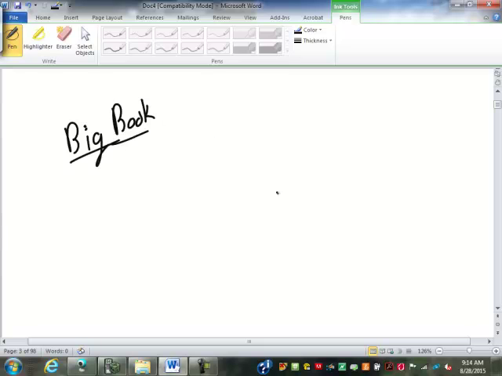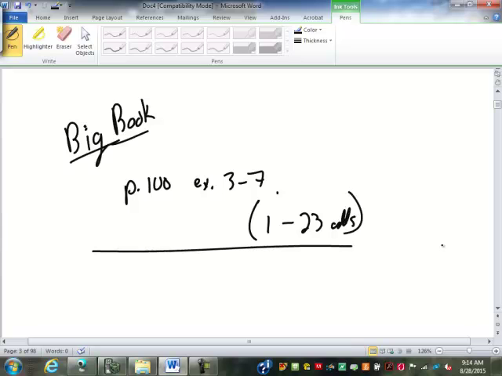It's just in the big book. We're going to do some conversions here. Page 100, exercise 3-7, 1 through 23, the odds. So I'll give you guys the last 6 minutes here to finish up that homework from the first hour and to work on this new one. And we'll go from there.